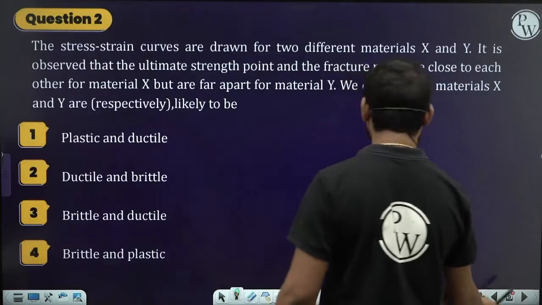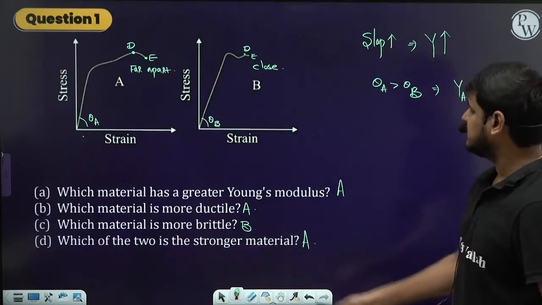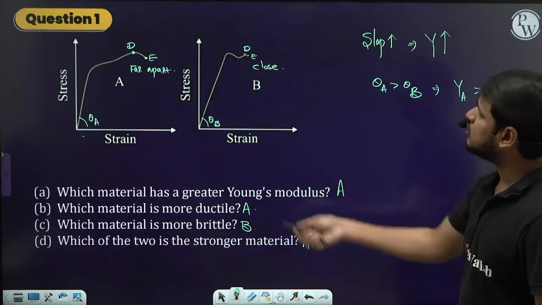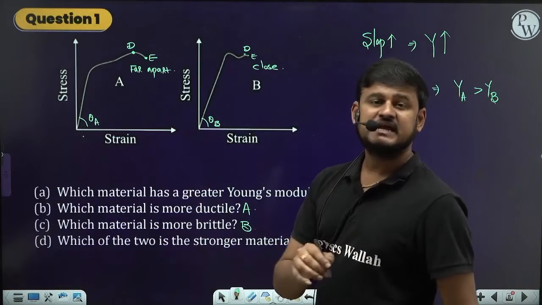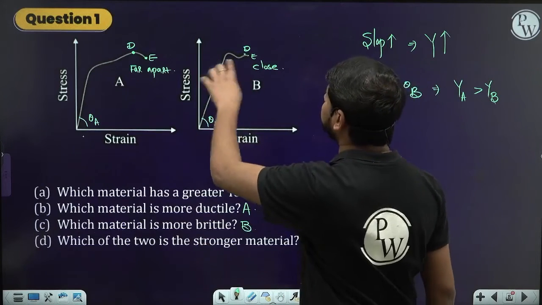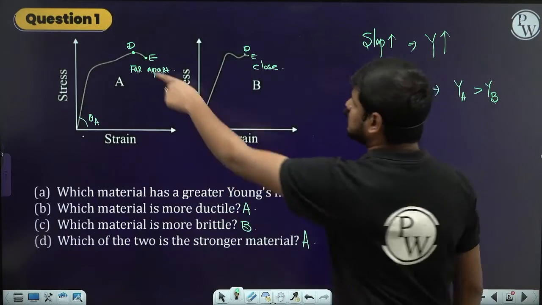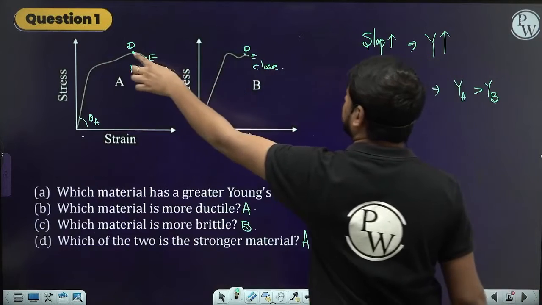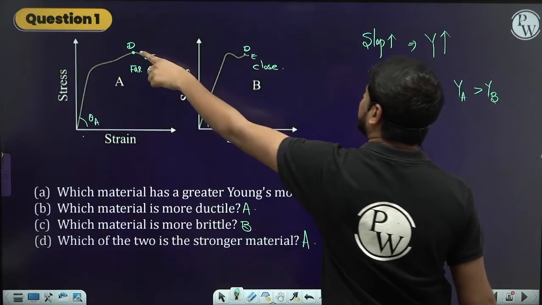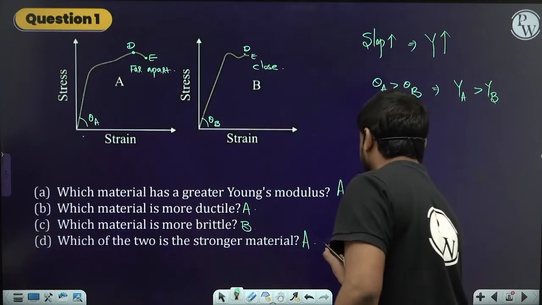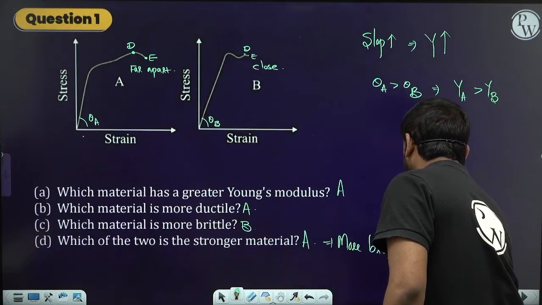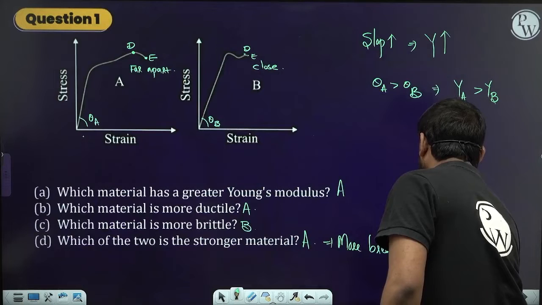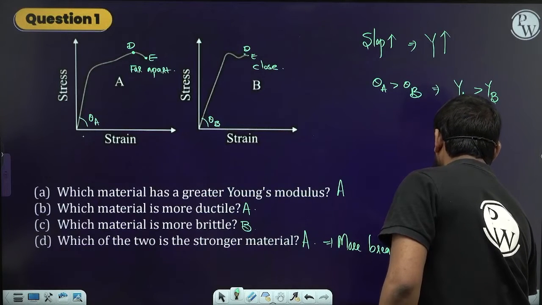So let's go further. Done this part? All the questions understood, right? See, stronger material A, how are we saying? Whichever one has the more breaking stress is said to be the stronger material. For this one, the breaking stress is more. See here, compared to this, this one has a more breaking stress. Done? Chalo.